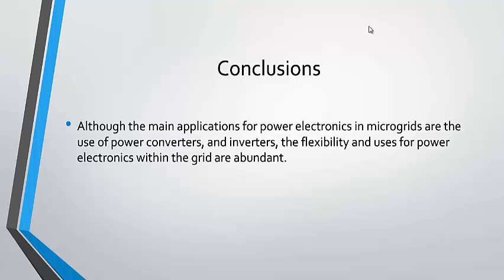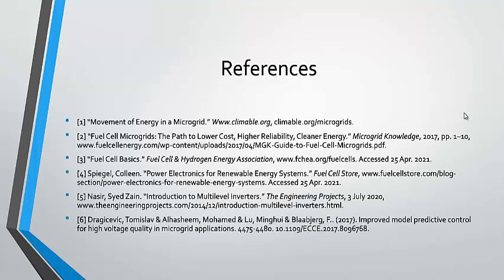Conclusions. Although the main applications for power electronics in microgrids are the use of power converters and inverters, the flexibility and uses for power electronics within the grid are abundant. Here is a list of some of my references.